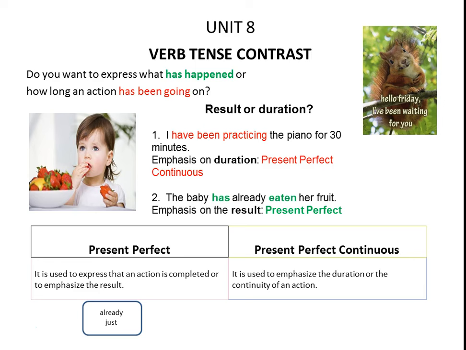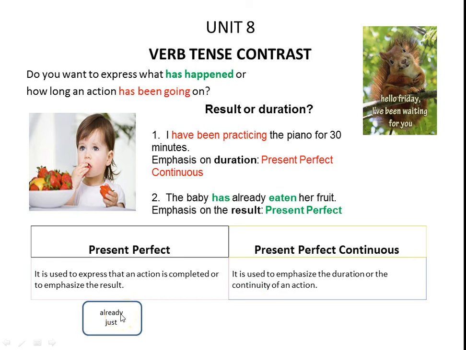Now, what about the second one? The baby has already eaten her fruit. This emphasizes the result, the fact that the baby has already eaten. And that is the present perfect. So the present perfect is used to express that an action is completed or to emphasize the result. On the other hand, the present perfect continuous is used to emphasize the duration or the continuity of an action.